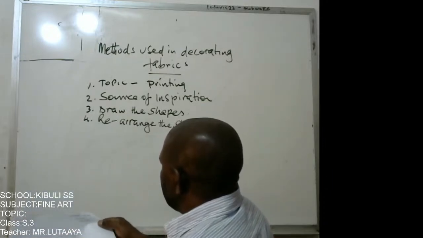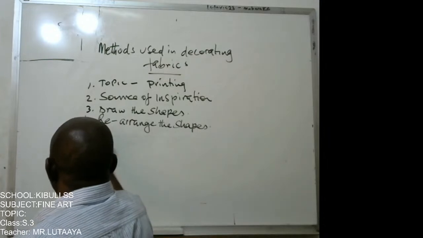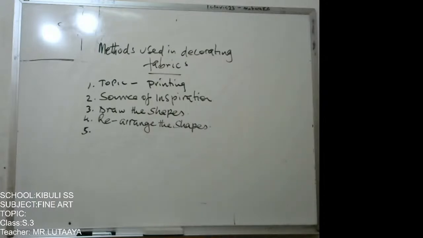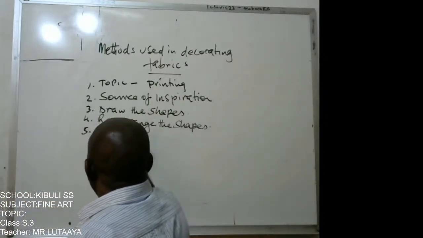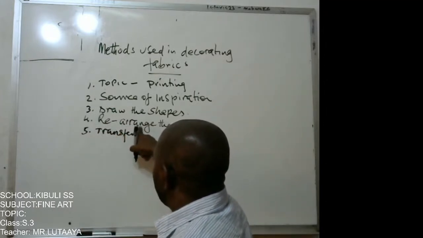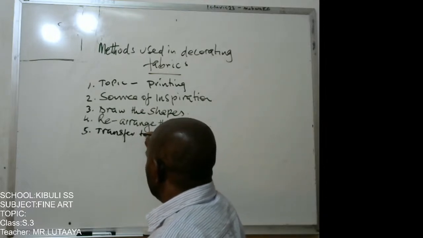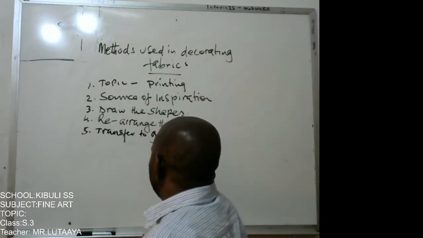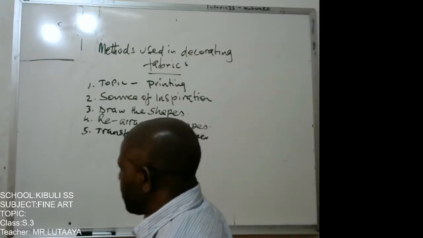So the third or the fifth stage. The fifth stage, after rearranging, transfer. The work we have rearranged, transfer to, we can call it graph paper. Transfer to the graph paper.